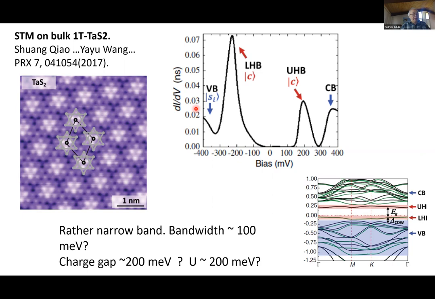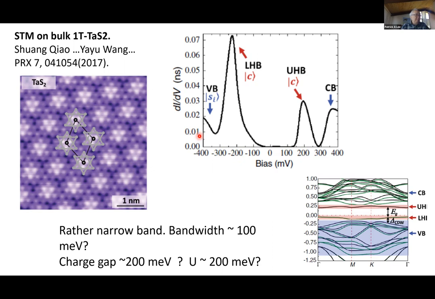The bandwidth, if you interpret this as the so-called Hubbard band, then the bandwidth is about 100, the full width is about 100 millivolts. The charge gap is about a couple hundred millivolts. So you might say that, well, the Hubbard U is about 200 millivolts. So you think of this as a strongly correlated system. Yeah, because the bandwidth is quite narrow.